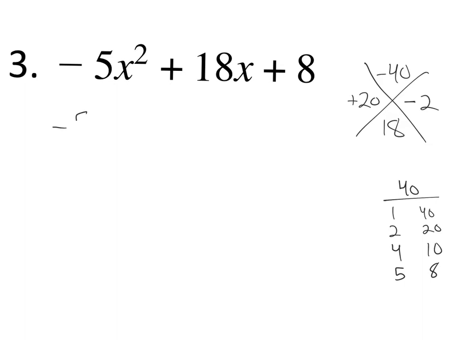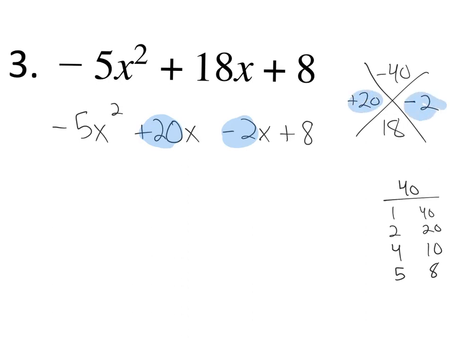So rewriting out our expression with 4 terms now, we're splitting the 18x into positive 20x and negative 2x. So once again, we just got these values, positive 20 and negative 2, from our x method of factoring. So now we're going to split this in half and take the greatest common factor out of each half.